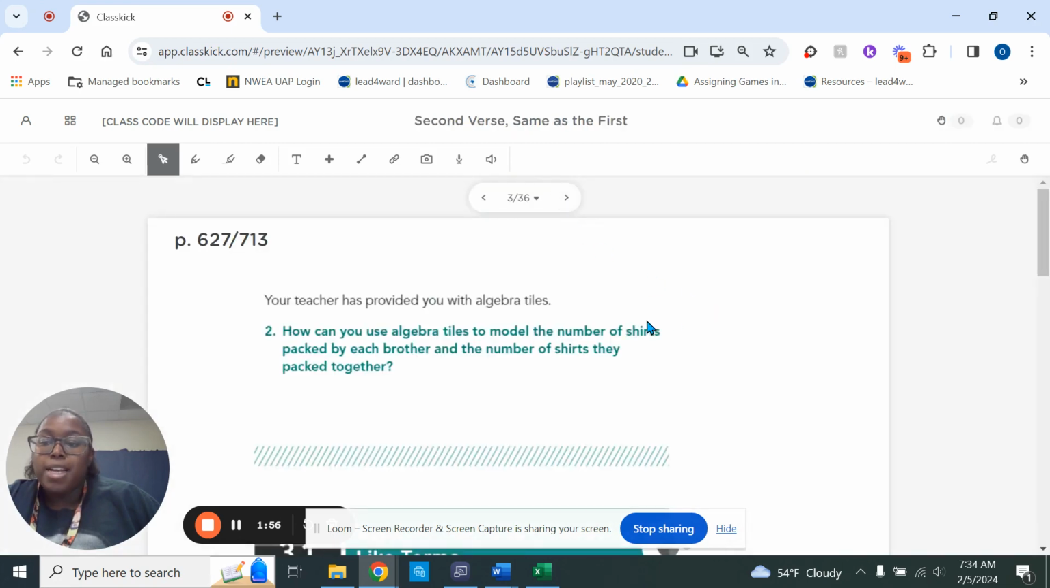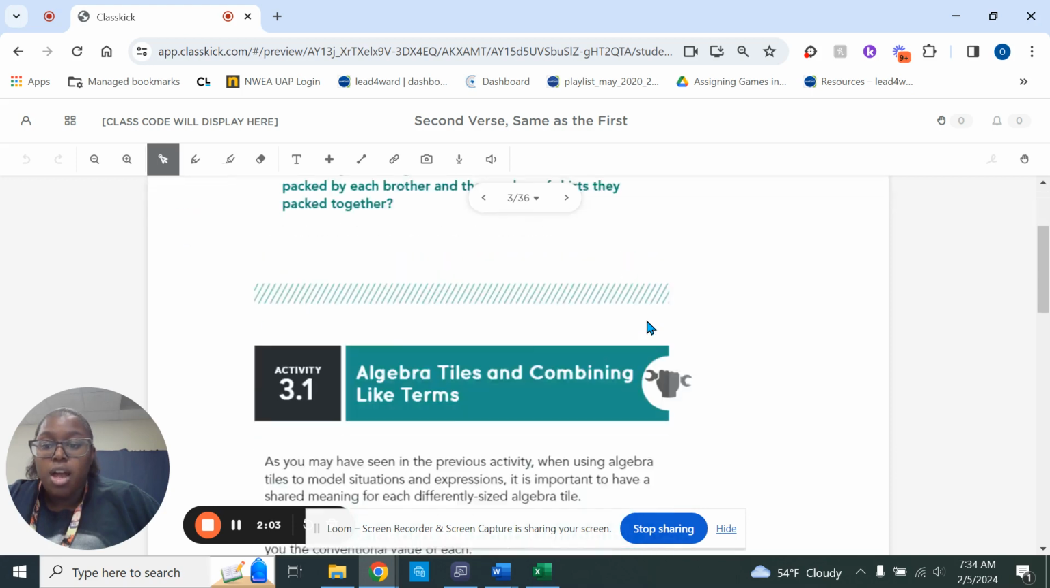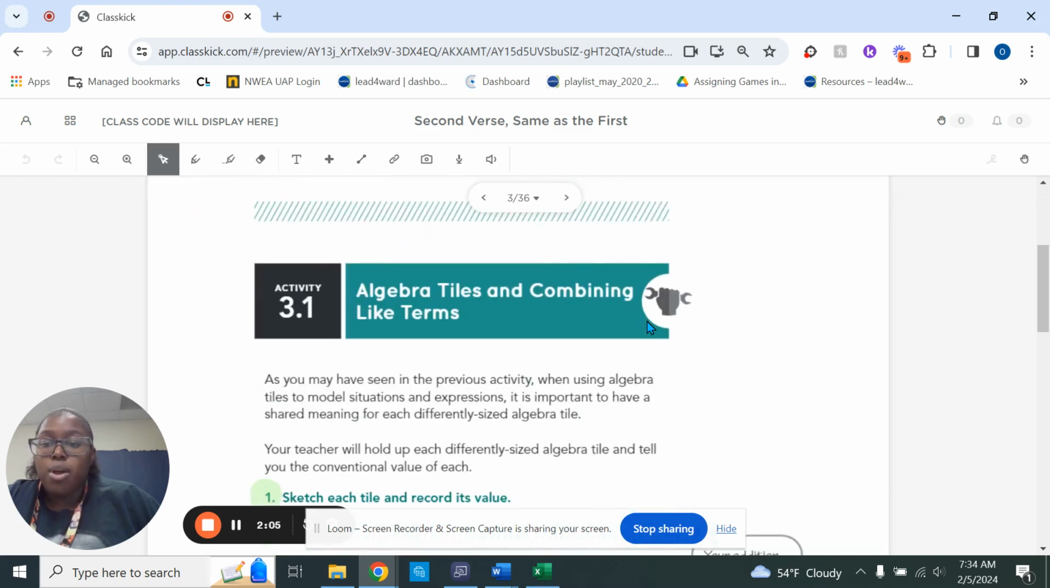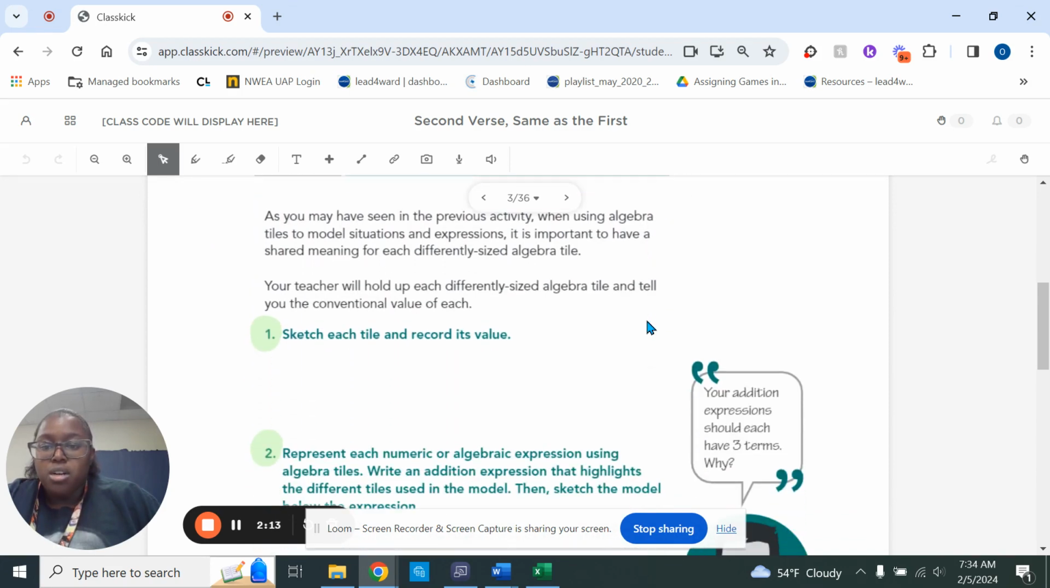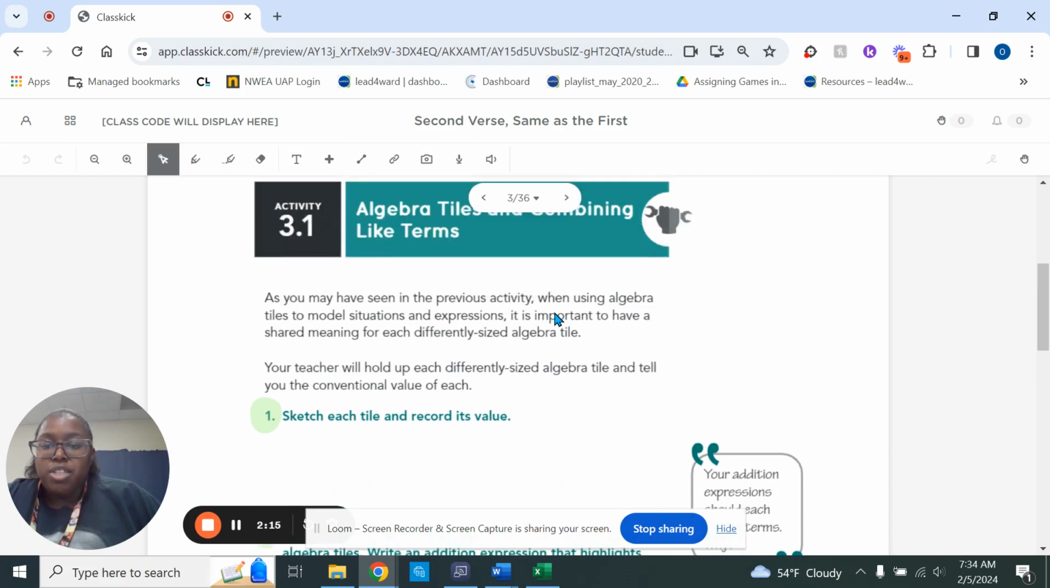All right, turn your packets to page 627 or 713, depending on what class period you are. And we're going to be starting in Activity 3.1, Algebra Tiles and Combining Like Terms. As you've seen in the previous activity, when using algebra tiles to model situations or expressions, it's important to have a shared meaning for each differently sized algebra tile. Your teacher will hold up each differently sized algebra tile and tell you the conventional value of each.